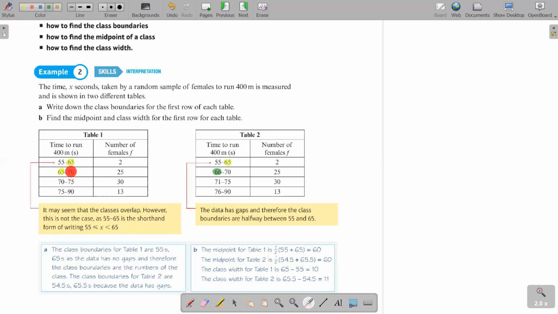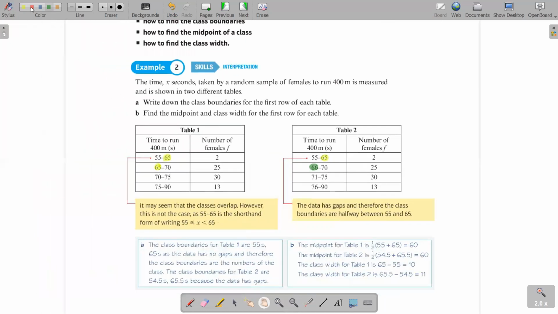Okay, so in this case, we don't have an issue. We say it may seem that the classes overlap. You can feel over here the classes are overlapping. In here, it doesn't look like it's overlapping. Okay, however, this is not the case. Now you need to know what this means. 55 to 65 is the shorthand form of writing: X is greater than or equal to 55 and less than 65. So that is really important.